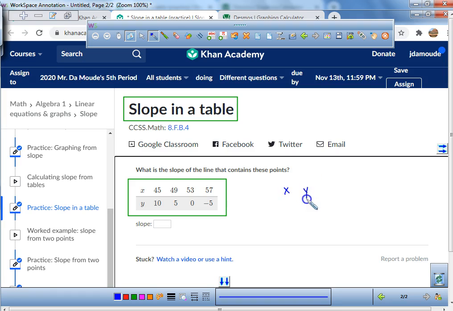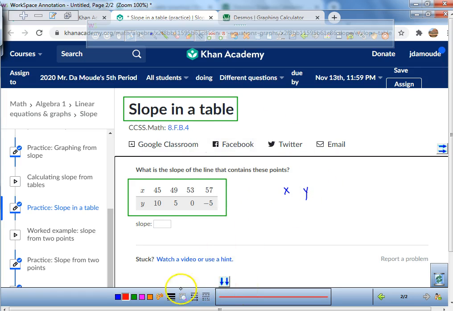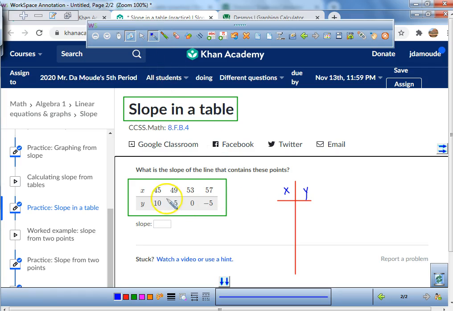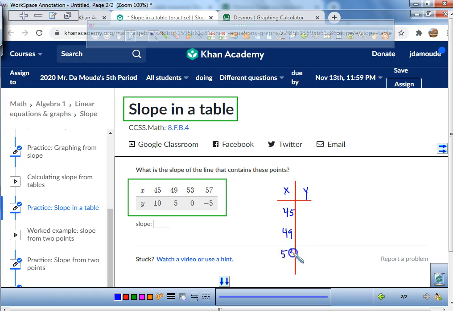So I'll make an X and a Y. And I'll just use my straight line ability here. Make it nicer and neater. Here we go. That looks better. Okay, so we've got 45, 49, 53, and 57. Okay, there we go.